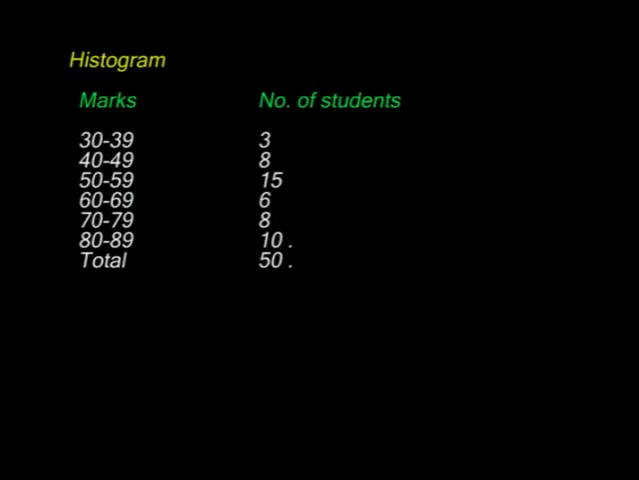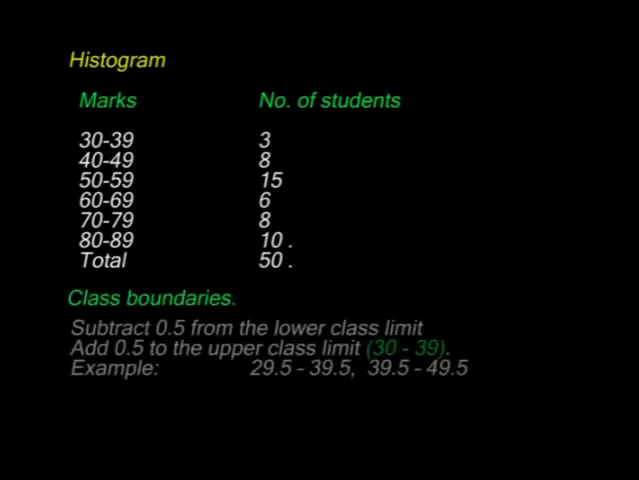It is group data. Now I want to introduce something called class boundaries, and literally speaking, to get a class boundary, we take the lower limit in a class and subtract 0.5. For the upper limit we add 0.5.